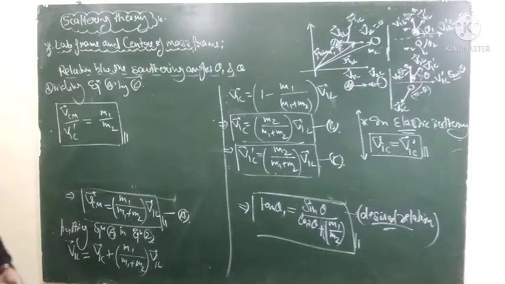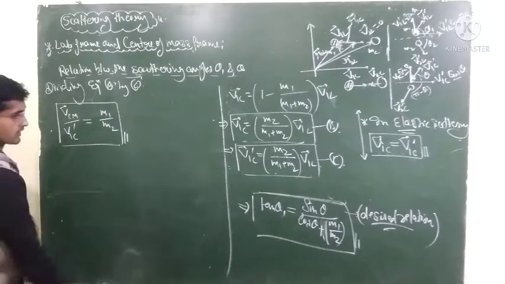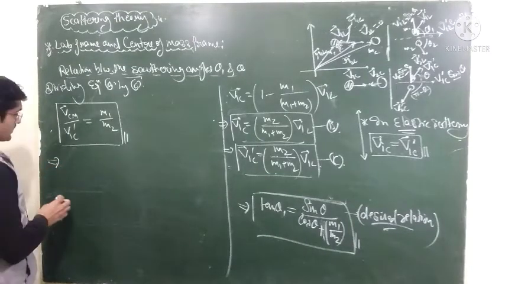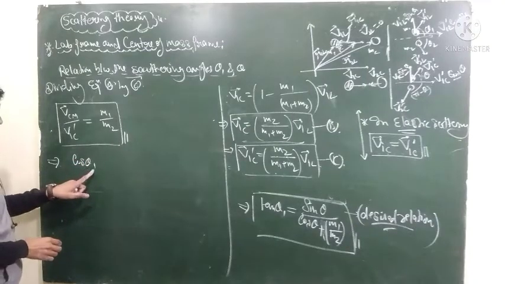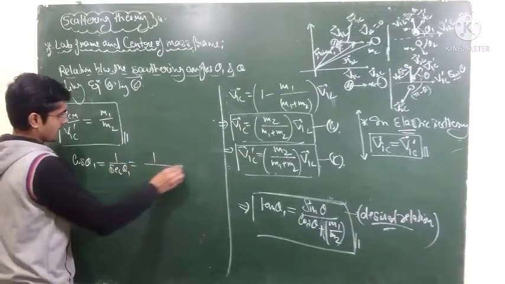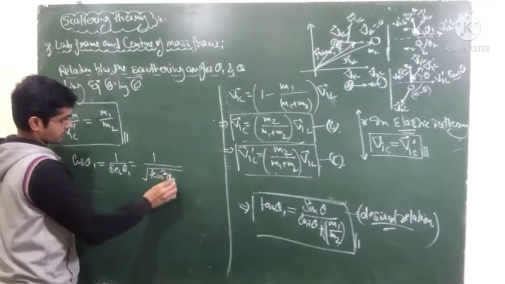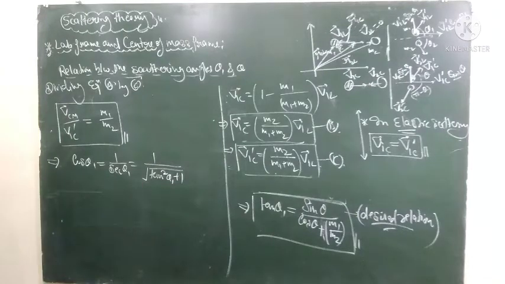So this is what we already have used, and by using this relation we got this relation. Now we can write that relation in terms of cosine, because that will be much more useful for us. So we know that we can write cosine of angle theta 1 as 1 over sec of angle theta 1, and the sec of angle theta 1 can be written as square root of tan square theta 1 plus 1.